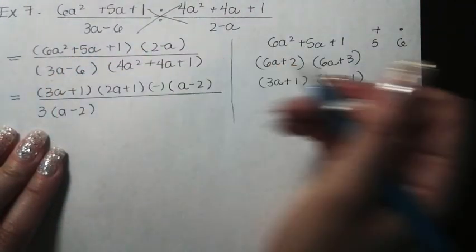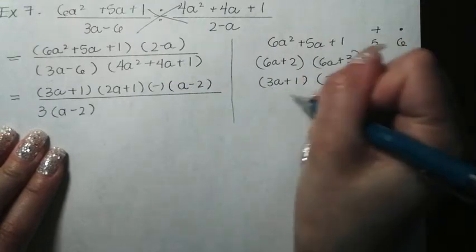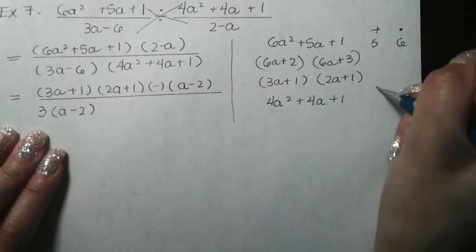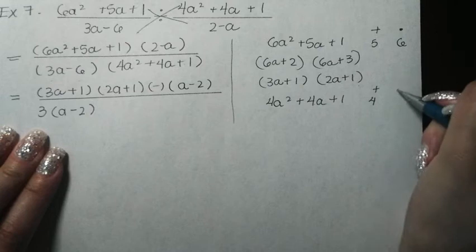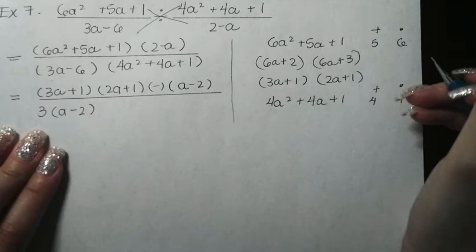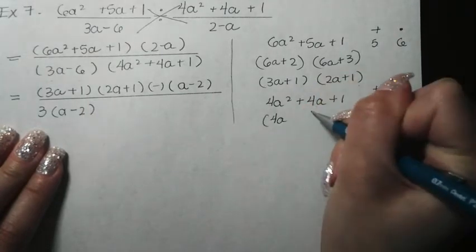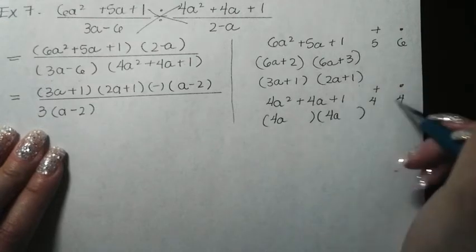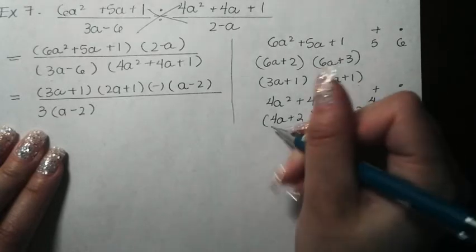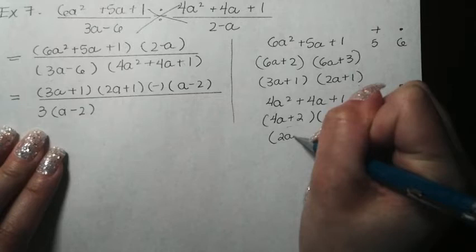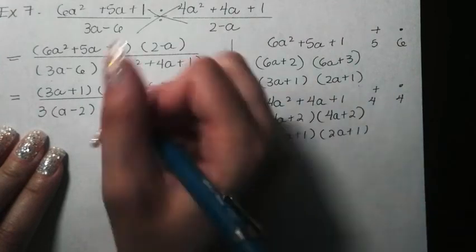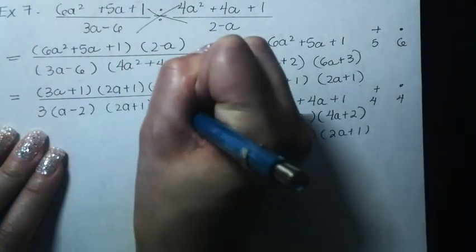Here, this one, let's do it on the side so you know what's going on. You have 4a squared plus 4a plus 1, so you know that you want two numbers that add to 4 and multiply to 4, because it's AC. So what are those two numbers? Well, it's going to look like this: 4a, and those two numbers are positive too. Then you simplify by dividing by 2, so you have 2a plus 1, 2a plus 1. So you just replace all of this by 2a plus 1 times 2a plus 1.